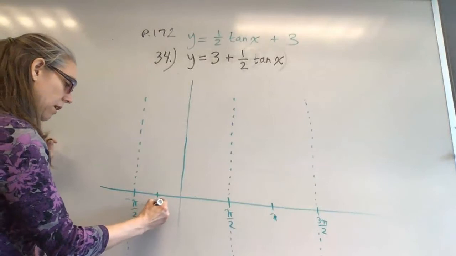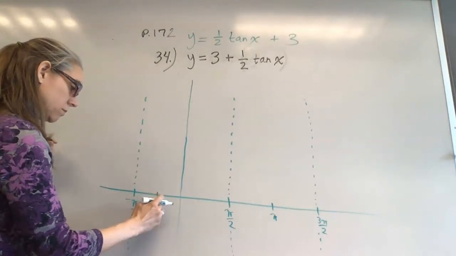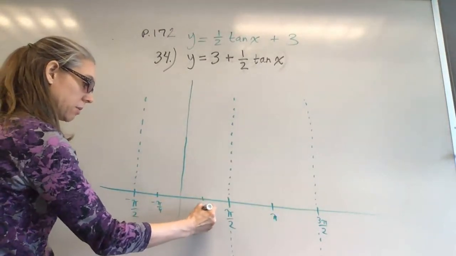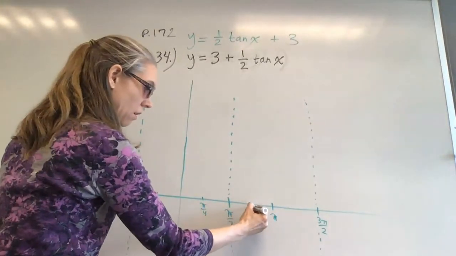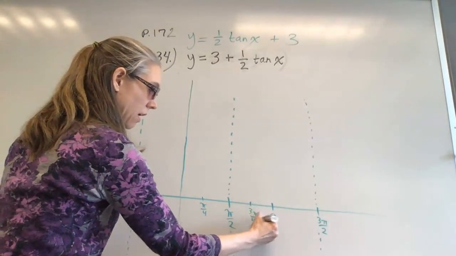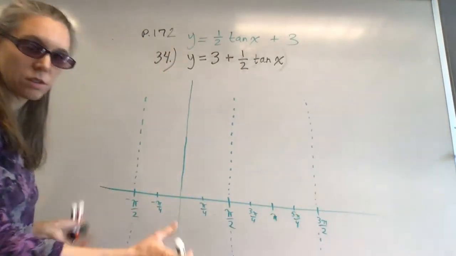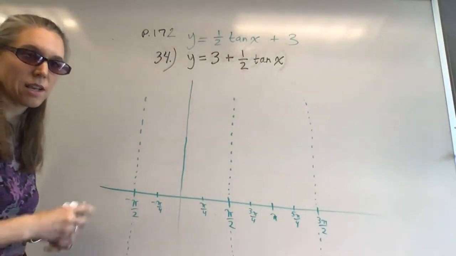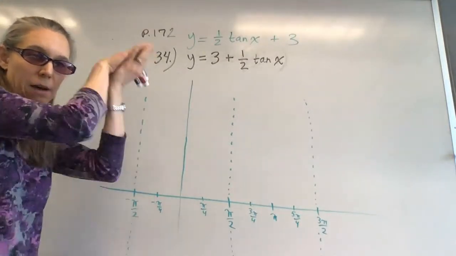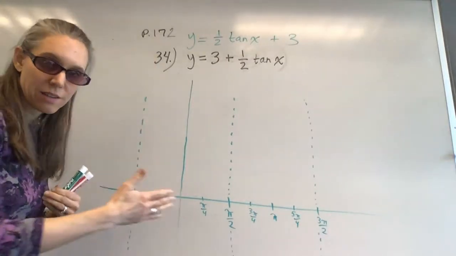So here we have negative pi fourths and positive pi fourths, 3 pi fourths, and 5 pi fourths. So here are the horizontal markings. It's the default tangent. Everything that's happening to this graph is happening up and down, not side to side.